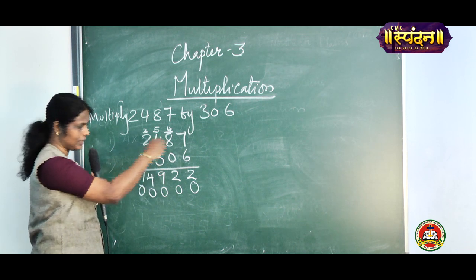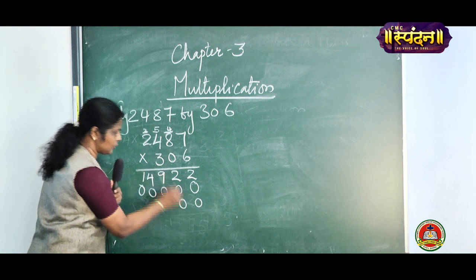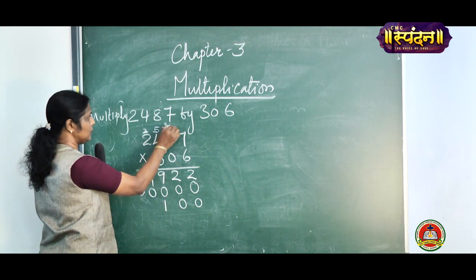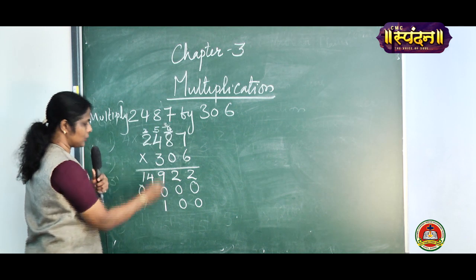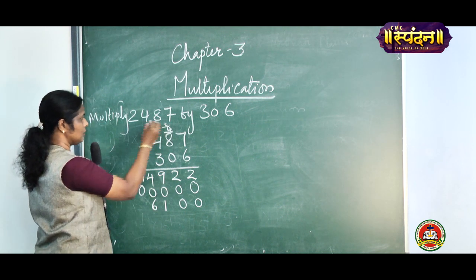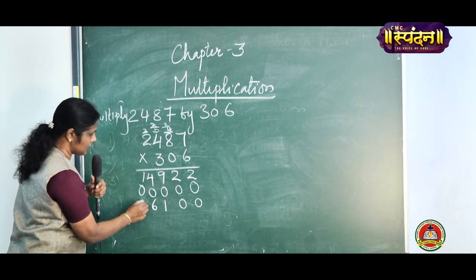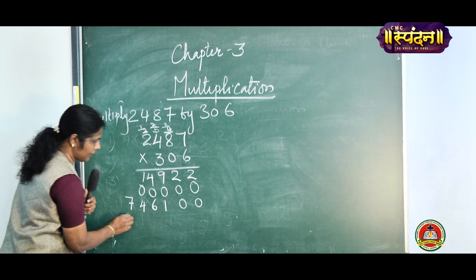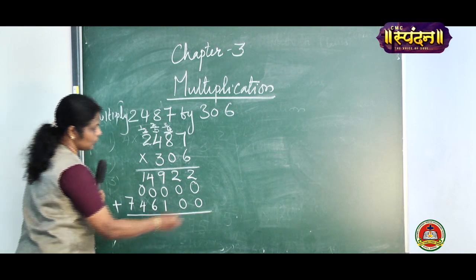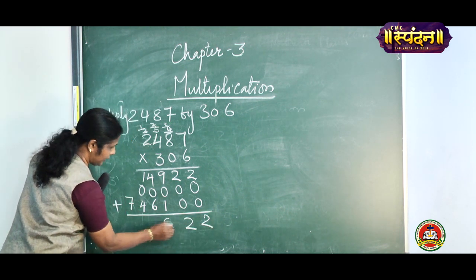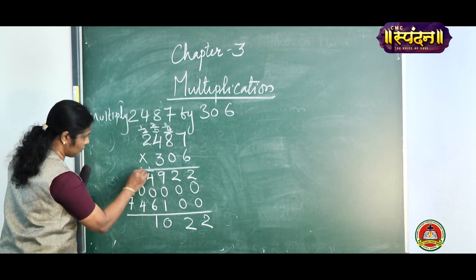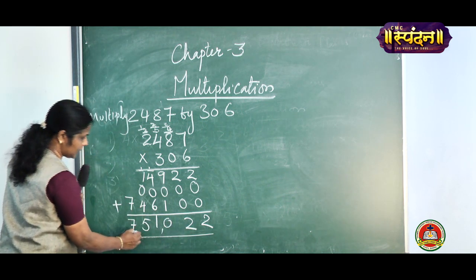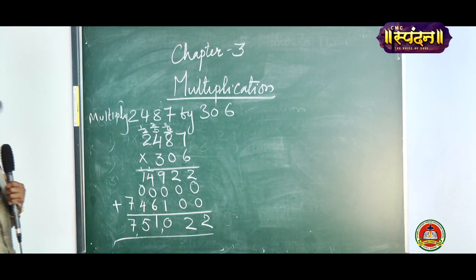The next is you have to multiply by 3. As 3 is in the hundreds place, put 0 in the ones place, 0 in the tens place, start multiplication by 3 now. 3 sevens are 21, 1 carry over 2. 3 8s are 24, 24 plus 2 is 26, carry over 2. 3 4s are 12, 12 plus 2 is 14, carry over 1. 3 2s are 6, 6 plus 1 is 7. Add this, you will get 2, 2, 10, carry over 1, 10, 11, carry over 1, 5 and 7. You get the result 7,61,022.